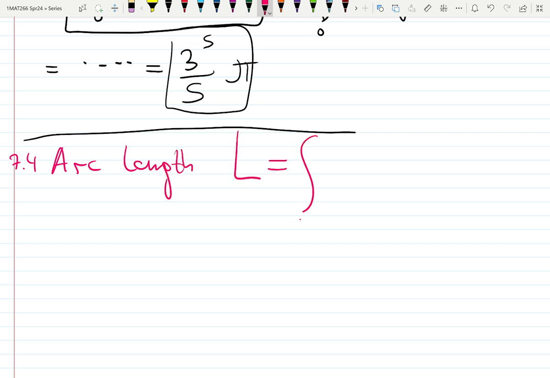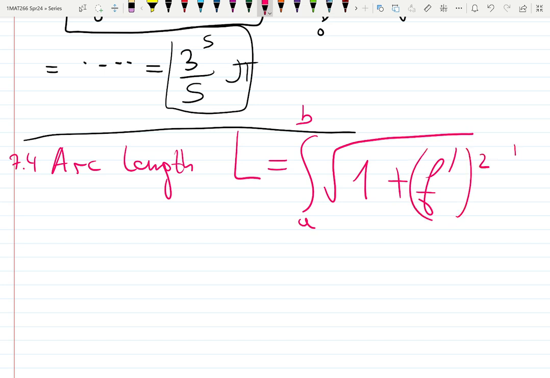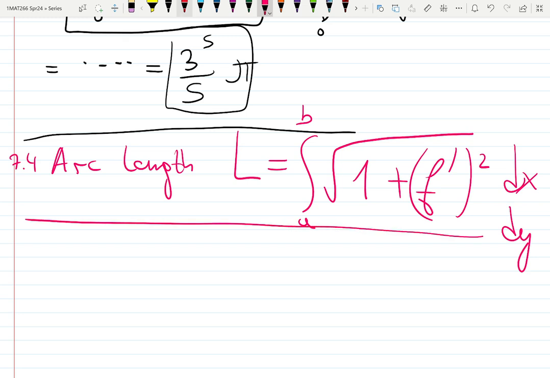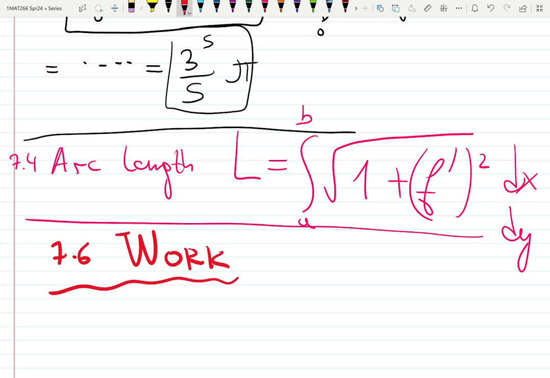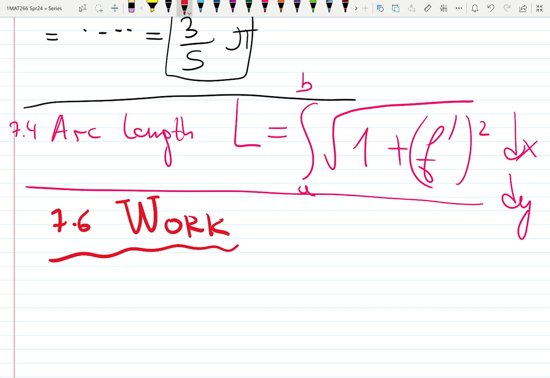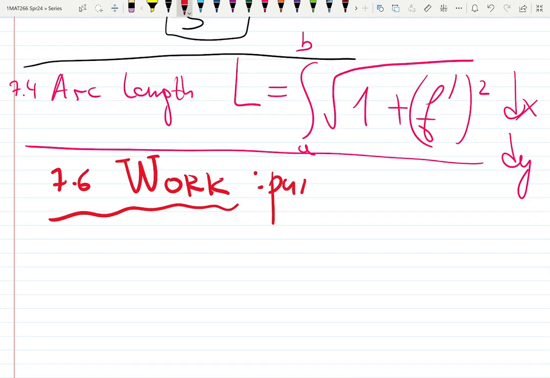L is the integral from a to b of a giant square root, 1 plus the derivative squared. And it's either the x case or the y case. Just remember that, know how to use it. And now the work problems, 7.6, work. I don't put springs on the test, so ditch the springs. I only do pumping water stuff.